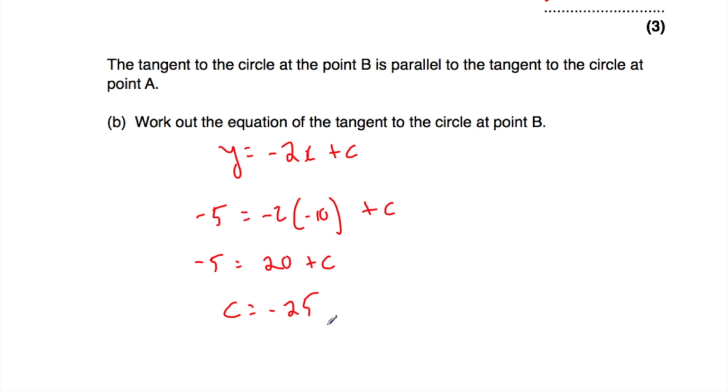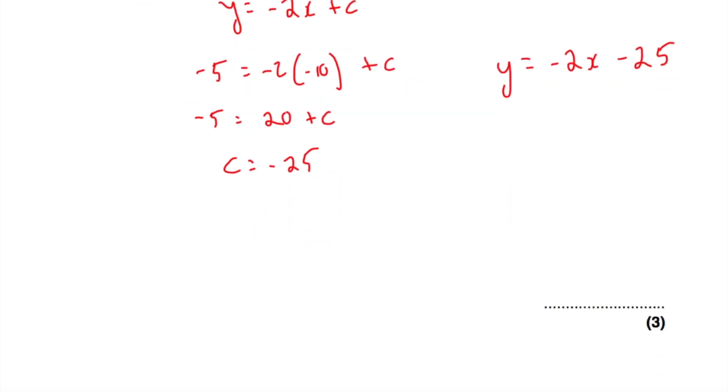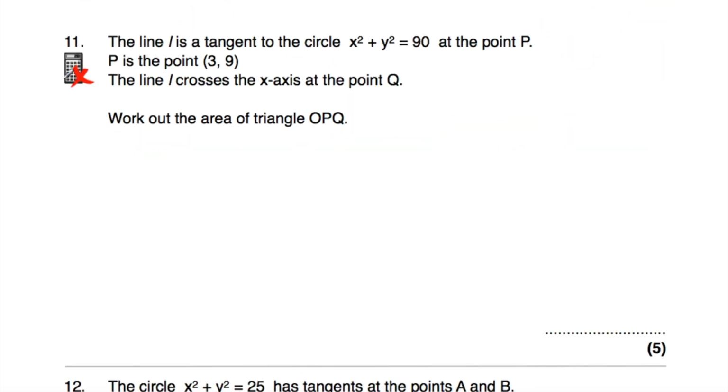So that means if we put the minus 25 in for c, we're going to get that y is equal to minus 2x minus 25. And that's it. So that would be the equation of the tangent at the point B. And that's it. So let's write that down. Y equals minus 2x minus 25. And that's it. Okay, let's look at our next question, question number 11.